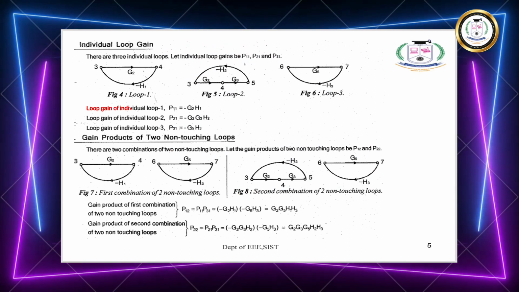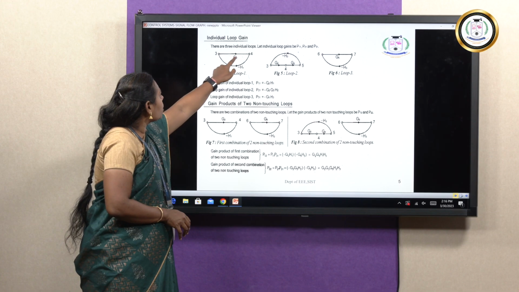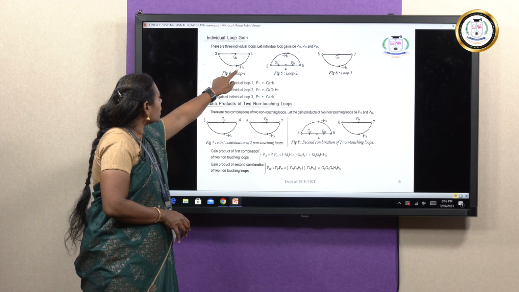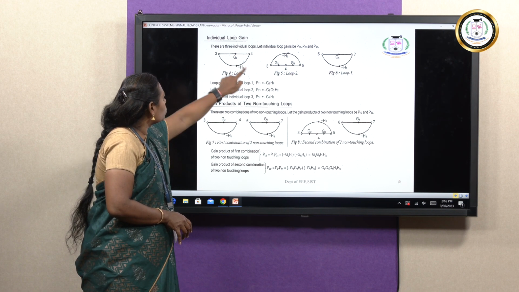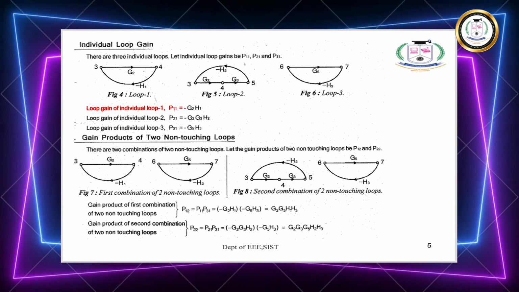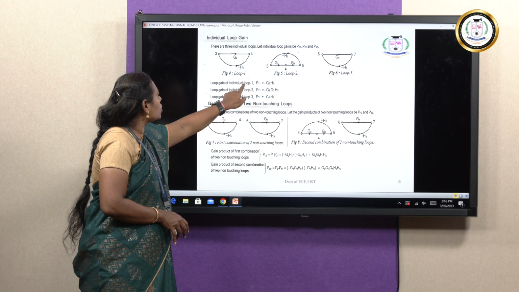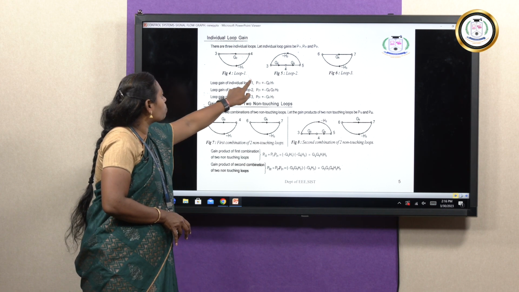Find the loop gain of individual loop 1. So multiply the gains in this loop. The gains we have are G2 and minus H1. If you multiply these two, minus G2 H1, this is equal to P11. We are naming this as P11. So the individual loop 1, we are going to name as P11.